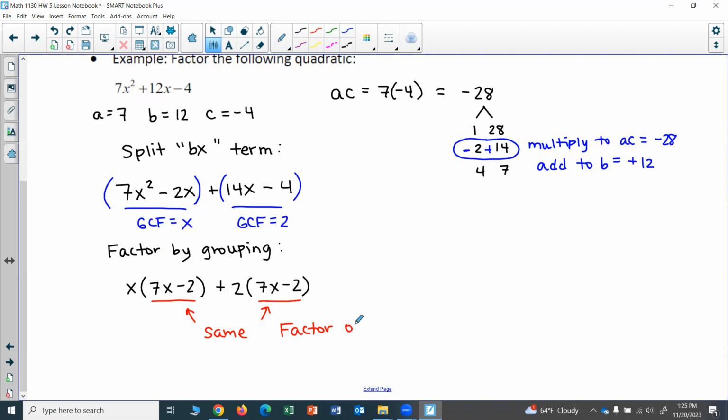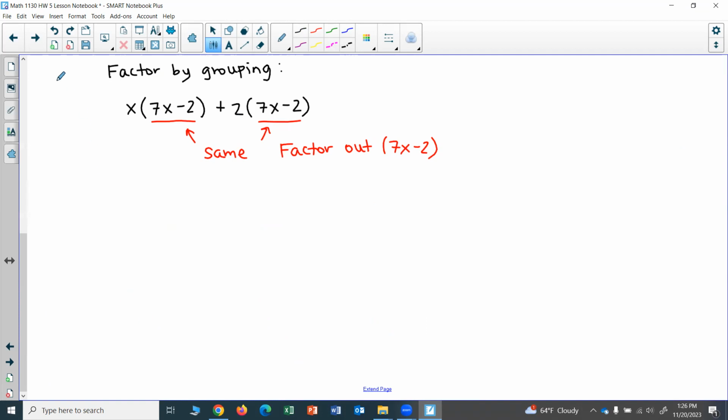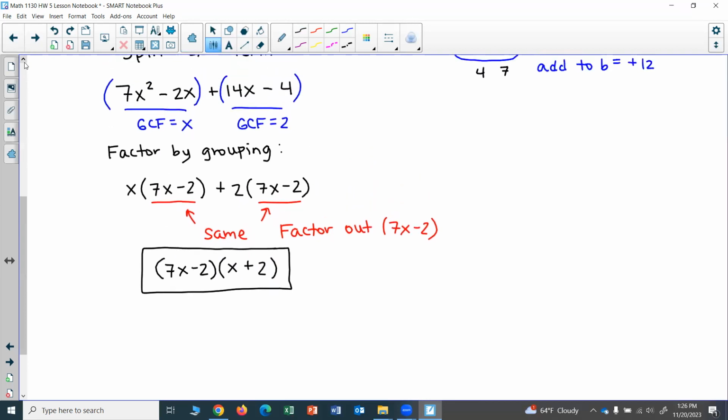So we'll actually factor out 7x minus 2. And so now what that looks like is we will have our 7x minus 2, and what's left over from the first term is an x, and what's left over from the second term is a plus 2. So this would be my factored form of my original polynomial, or my original quadratic.